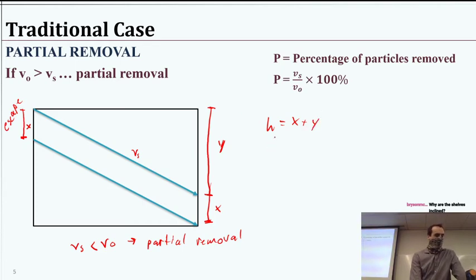So if we were to take a look at the percentage that are removed, really we want to say, well, what percent of this is y? So let's rearrange for y, and we can say that's just h minus x. So that's the fraction of this water column where particles are going to be removed. Okay, so then, this we can just say is removed.